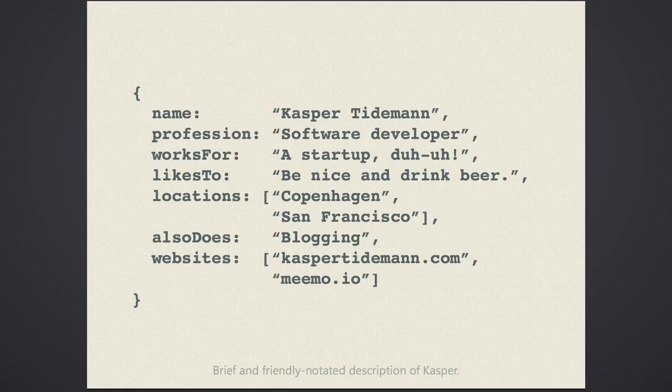And my name is Kasper Tidemann, and I am a software developer, and I work for a startup which is my own. I'll get back to that. I like to be nice and drink beer, and I work out of Copenhagen, which is where I'm from, obviously, and San Francisco. The latter being a great place for ember.js meetups and everything. Not just ember.js, because everybody knows everybody in that city, so everything web-related, actually.